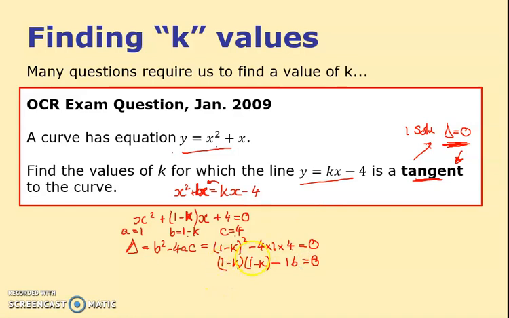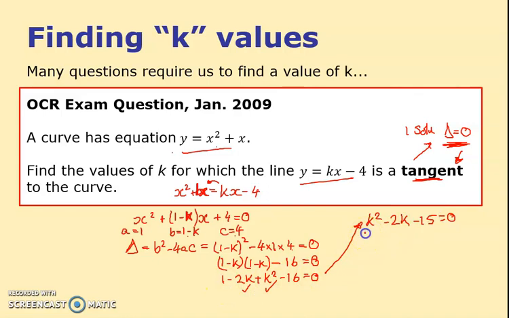Let's multiply this out. I get 1, I think, minus a k, minus another k, minus 2k, plus a k squared. Minus 16 is 0. So what now? Well, let's rearrange it. I've got k squared. That's that one done with. Minus 2k. That's okay. And I've got 1 take away 16. That's minus 15 equals 0.